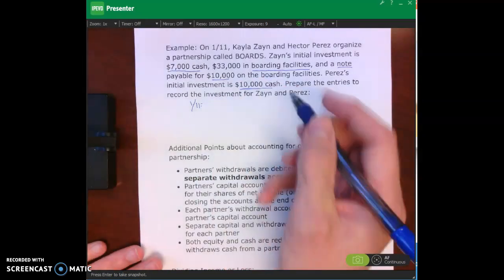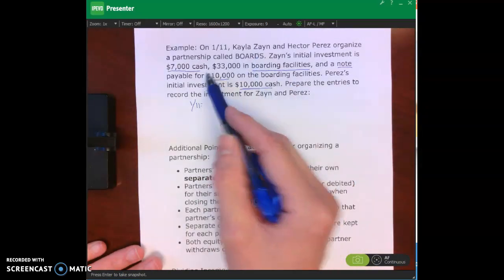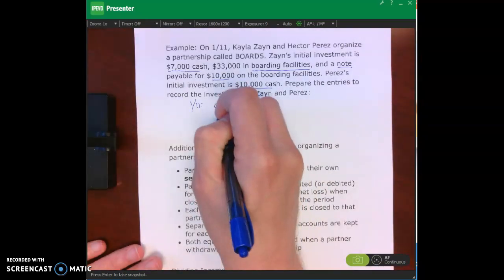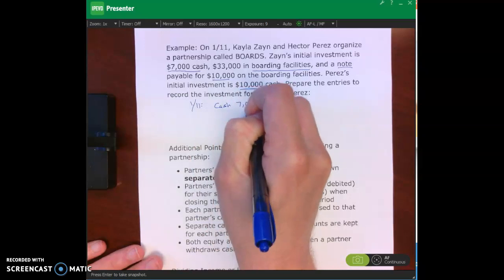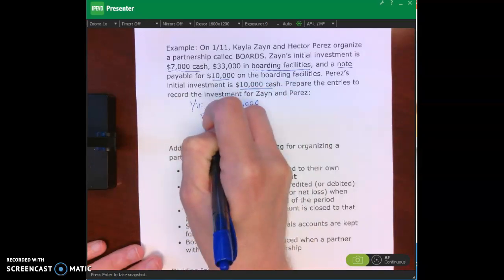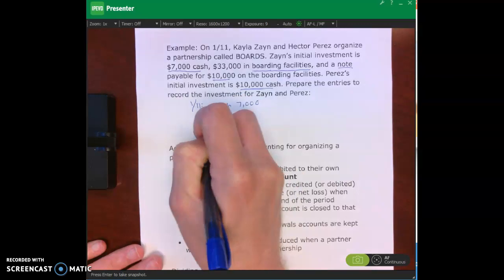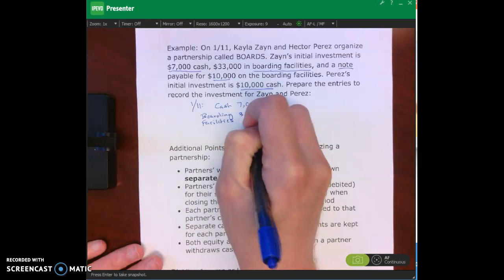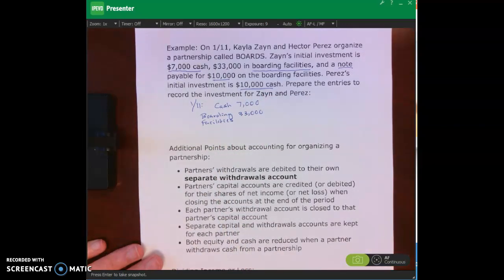I'll go ahead and do the journal entry here for Kayla. With regard to the partnership, she's investing cash and boarding facilities in the partnership. Those are both assets. How do we increase an asset in terms of debits and credits? We debit the asset. So I will debit cash for $7,000 and then debit boarding facilities for $33,000.